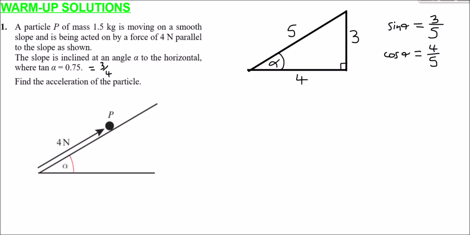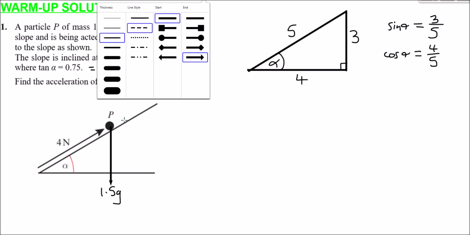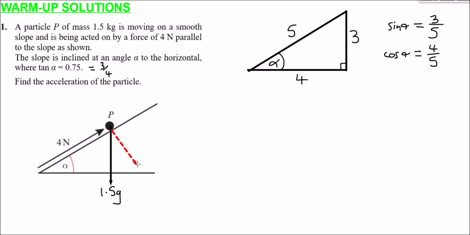So now finding the acceleration of the particle. The particle is going to be going up or down the slope. Therefore it's a good idea to resolve going either up or down the slope. So it's going to have a weight. Its mass is 1.5 kilograms. So its weight will be 1.5 g, which we can now resolve going perpendicular and parallel to the slope. So you'll have a perpendicular component and a parallel component.